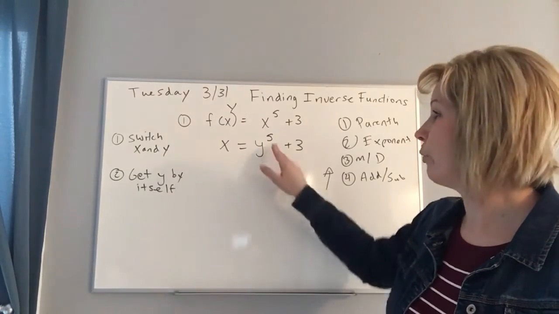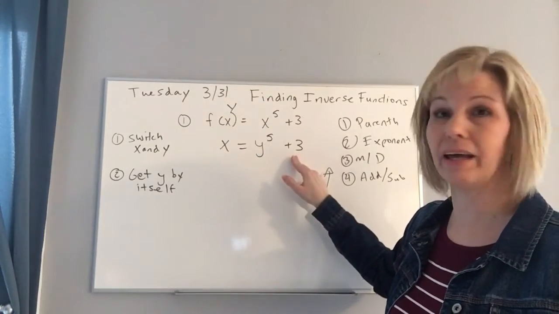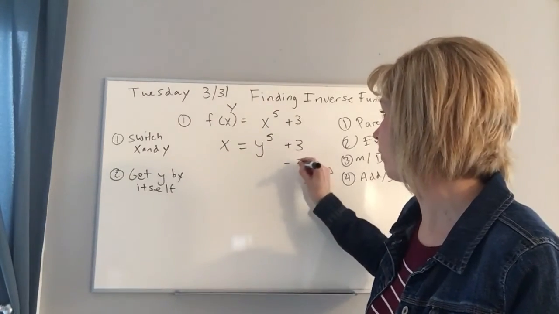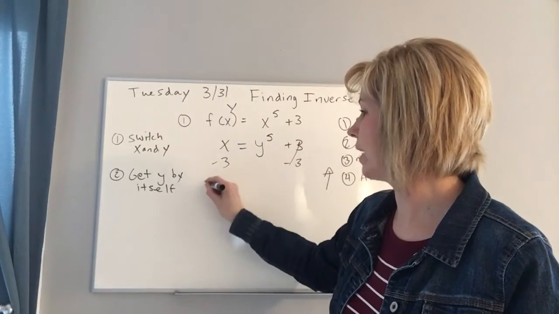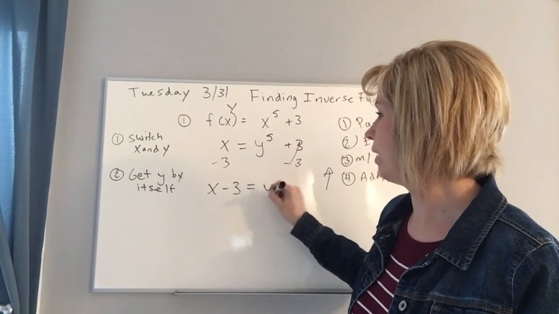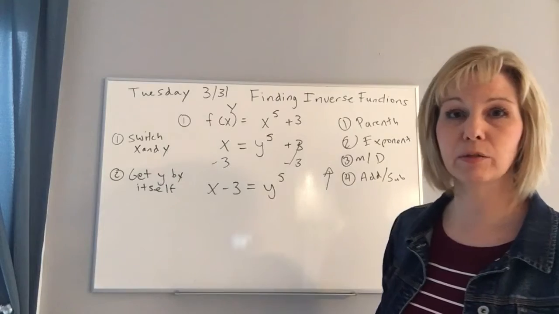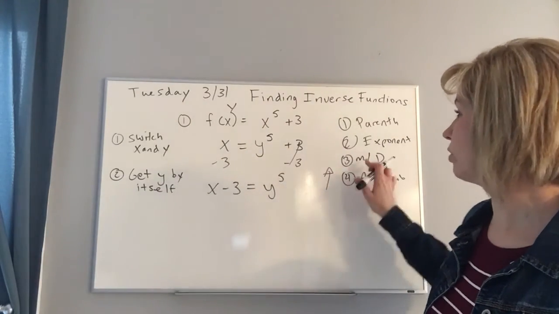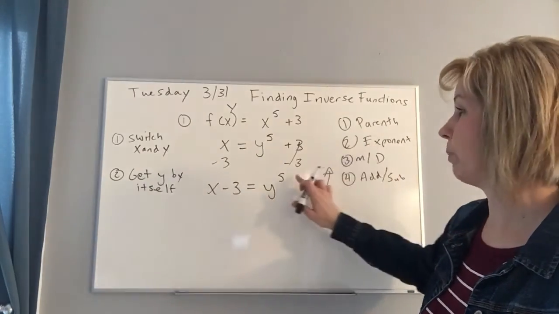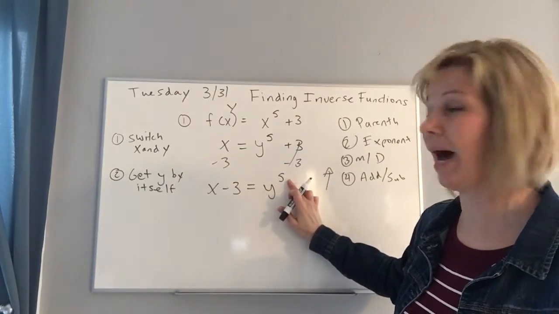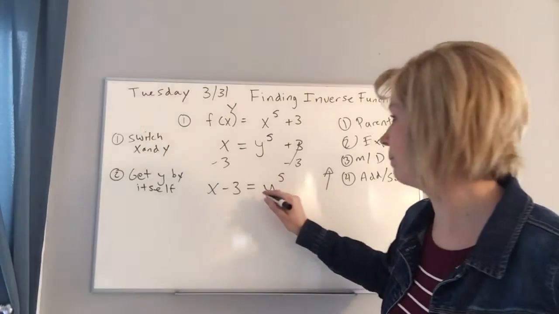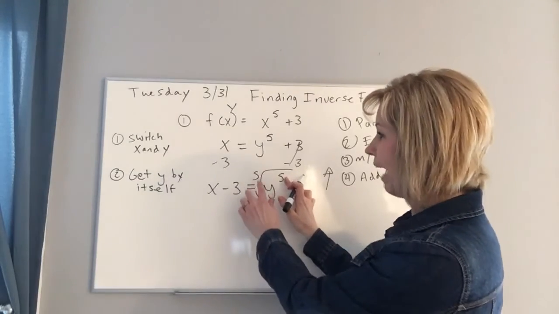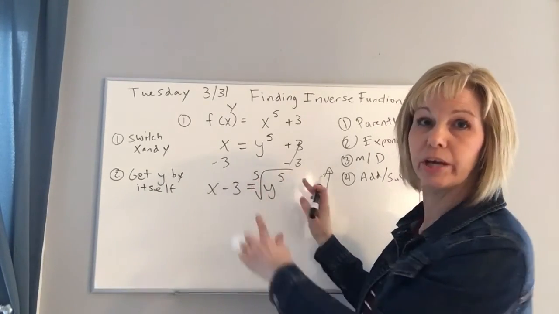Think about it: you can't undo the power before you undo the add and subtract. So how do you undo the plus 3? Well, you have to subtract 3 from both sides. So we get x minus 3 equals y to the 5th. Then there's no multiply and divide, there's the exponent. How do you undo the 5th power? Well, what undoes the power is the root. Remember, power and root, 5 over 5, undo each other, they cancel out.